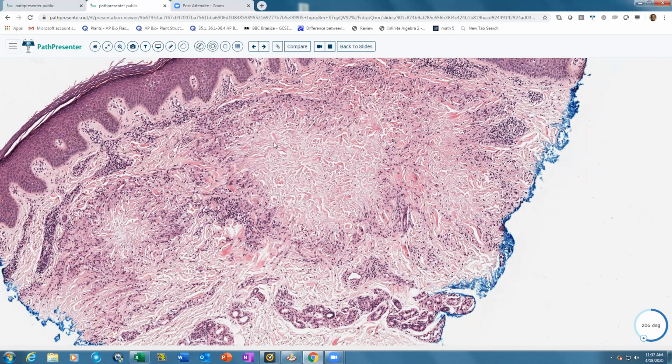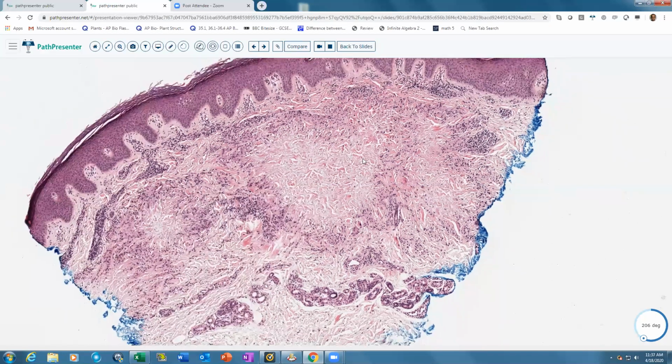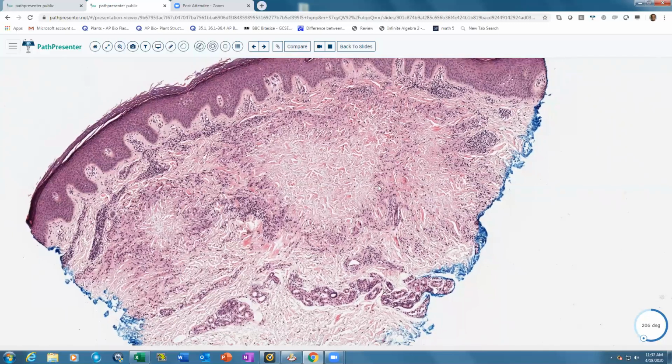So this is necrobiosis. You see this palisade of granuloma around necrobiotic collagen. And if you do a mucin stain, you're going to see increased mucin within the palisade. You won't see increased mucin outside of the palisade, but you will see it within the palisade, and that is very characteristic of granuloma annulare.